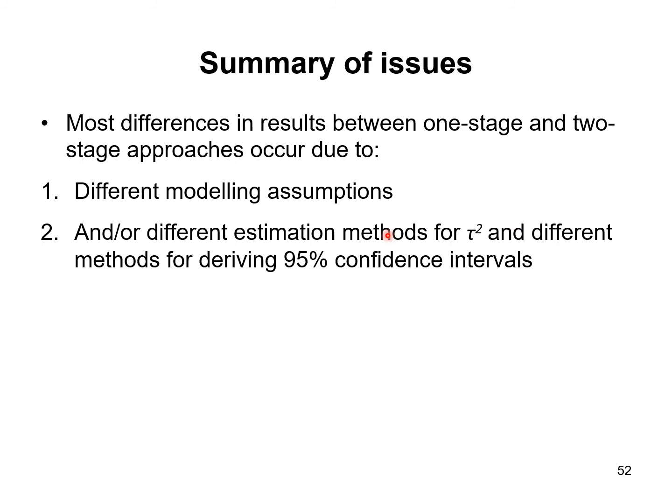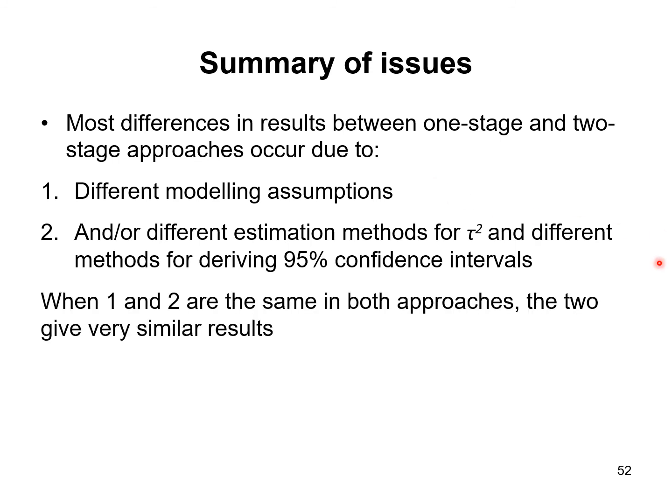So in summary, if you're making different modelling assumptions or you're using different estimation methods, then you're going to get some differences between one stage and two stage. And that's not because of the one-stage and two-stage approach, it's because you're changing the assumptions and the estimation methods. If you make the same modelling assumptions, the same estimation methods, and you were to use the same sort of approaches for getting confidence intervals, then you would get basically the same results, as I've shown you in many examples so far, unless the data are sparse.